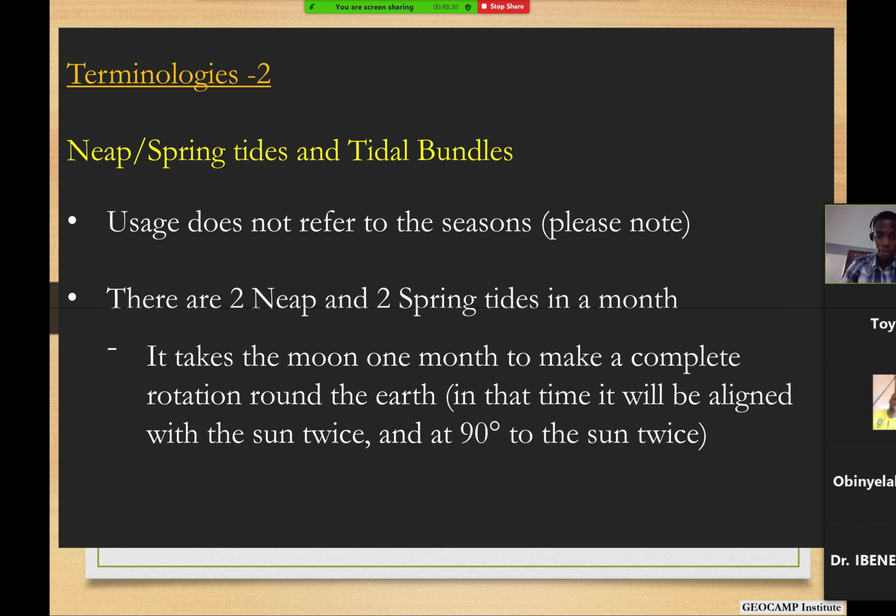And one other thing we need to know is that it takes the moon about 28 to 29 days, about 1 month, to make a complete rotation, or I should call it, it revolves around the earth. So it takes about 1 month for it to go around the earth and make one complete cycle. And in that time, the moon will be aligned with the sun twice. Like the moon, the sun, and the earth will be in a straight line twice, and it will be at 90 degrees with the sun and the earth twice.